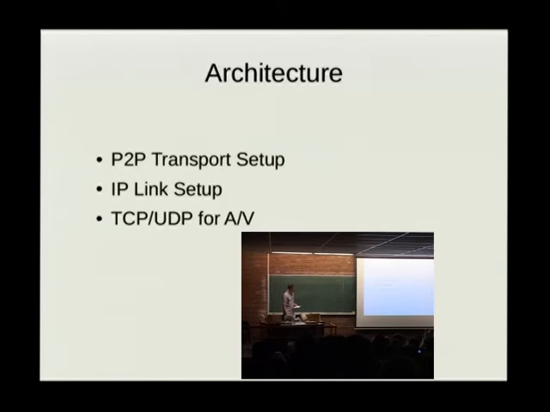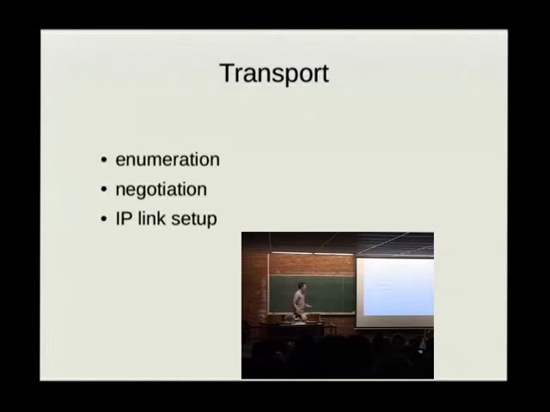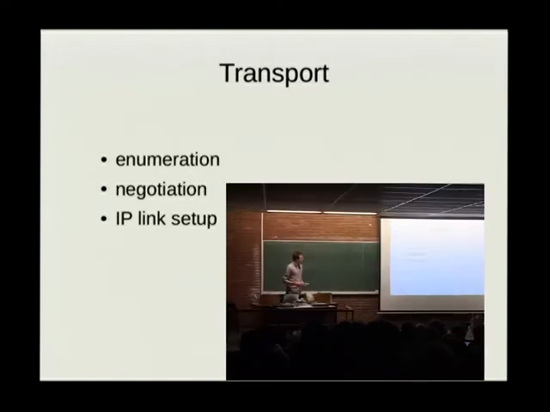I want to go through each of these steps and explain how they work, and how I tried to implement them. So for transport, we have three things: device enumeration and discovery, negotiation and connection establishment, and the IP link setup. Sounds straightforward. Apparently, it's not. It took me 4 months to get this working. It was this Monday that I got the first Wi-Fi device working.